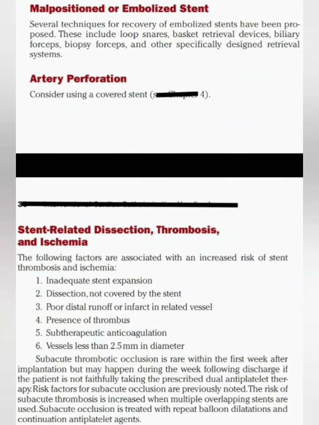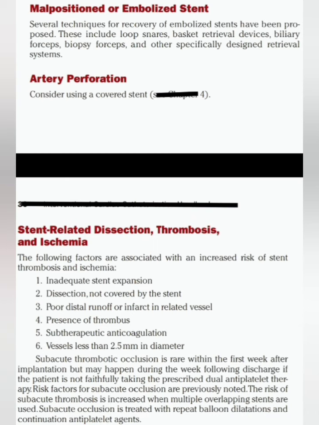How to deal with a malpositioned or embolized stent. Several techniques for recovery of embolized stents have been proposed. These include loop snares, basket retrieval devices, biliary forceps, biopsy forceps, and other specifically designed retrieval systems. Artery perforation: consider using a covered stent.